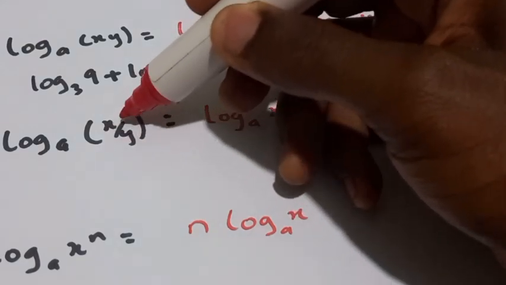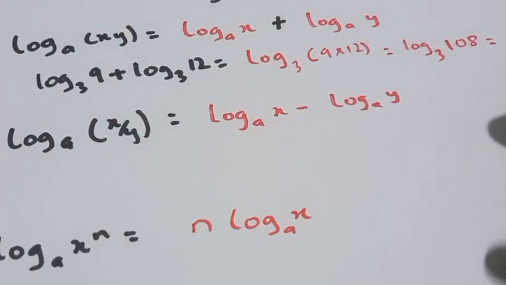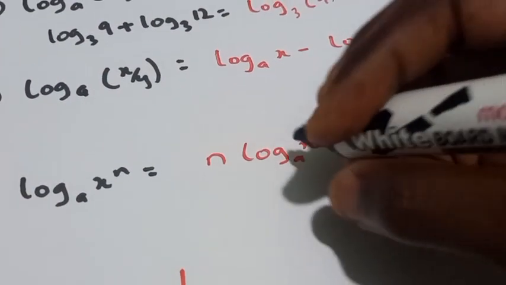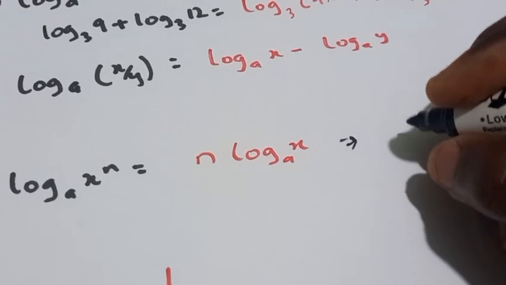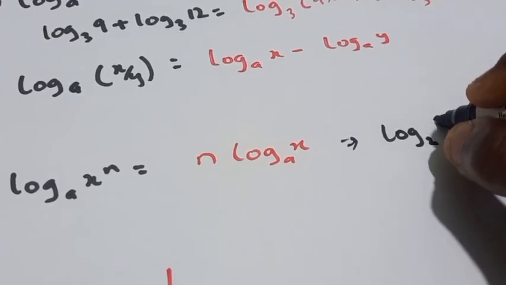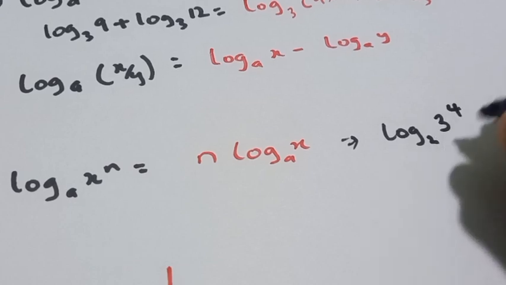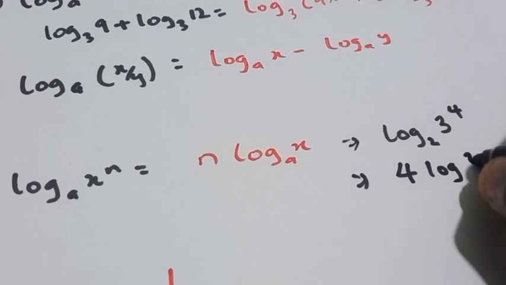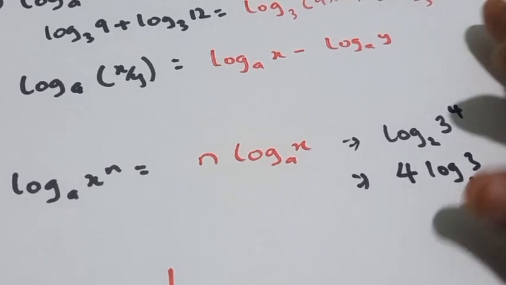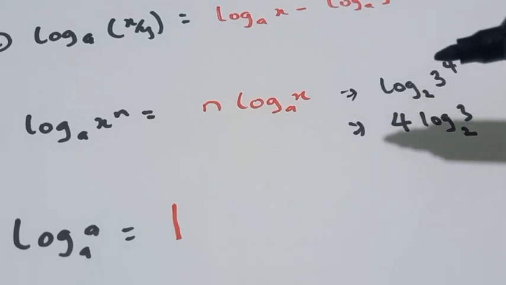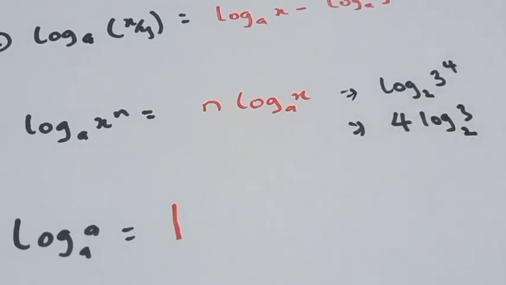Let's look at this sign, the division sign. The n will come out of the log sign. Are you getting it? So in case you have an example, let's say log of 2 to the power 3 to the power 4. In simplifying this, we have 4 log 3 base 2. And the last rule is a log of a number to the same base. The answer is 1. So let's go up and solve more examples and understand these.